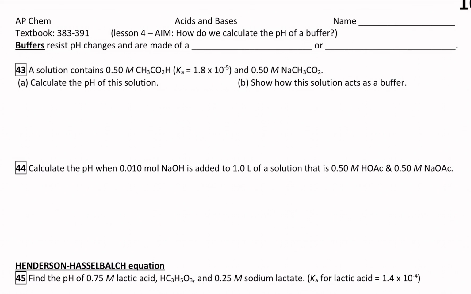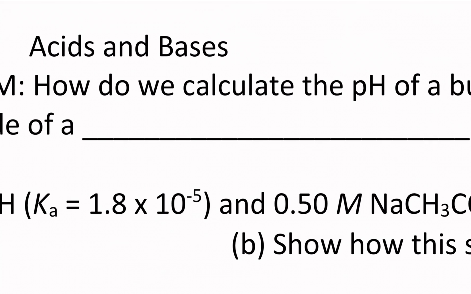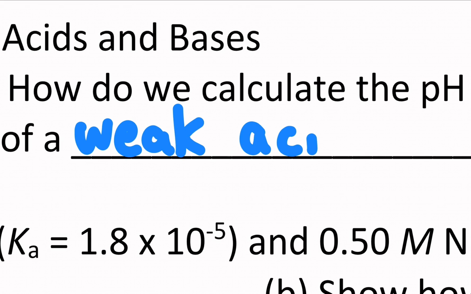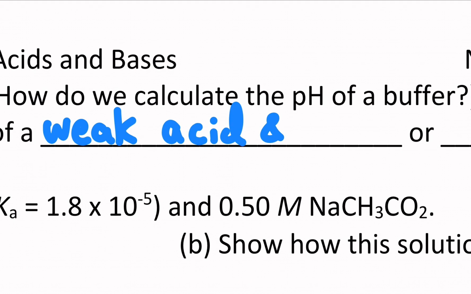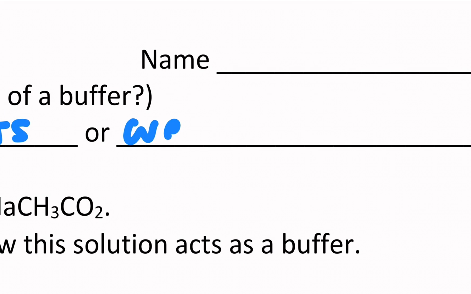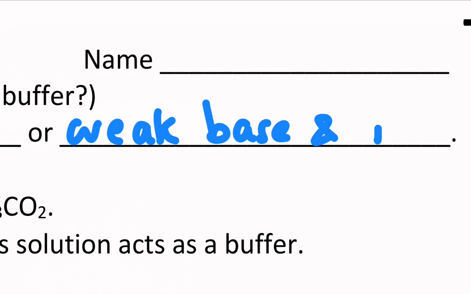Hey there, chemists. In this lesson, we're going to look at what buffers are and how they resist changes in pH. The reason they do that is because buffers, by definition, are a mixture. Specifically, they're a mixture of a weak acid and its conjugate, or it could be a weak base and its conjugate. But it's got to be something weak.